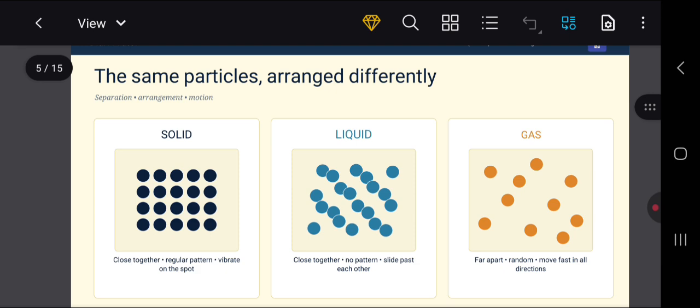If you can see on the top left there, just beneath the heading, the same particles are arranged differently, where it says separation, arrangement, and motion. That is how they are being described respectively. So let's go to the gas dialog box. Separation is far apart. Arrangement is random, whereas arrangement for liquid is no pattern, which is almost the same thing as random. Motion, however, for liquid, they slide past each other, but if you go to where it says gas, it moves fast in all directions.